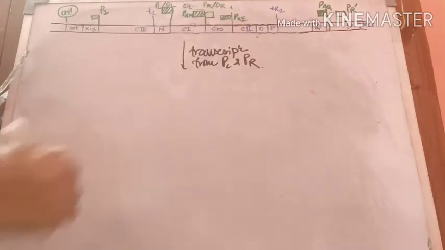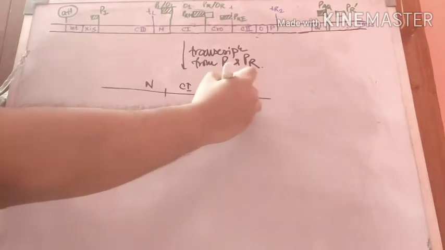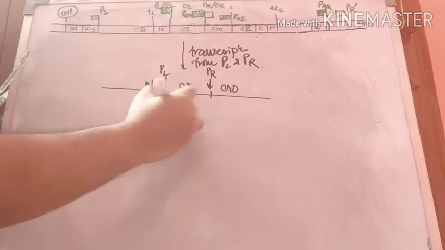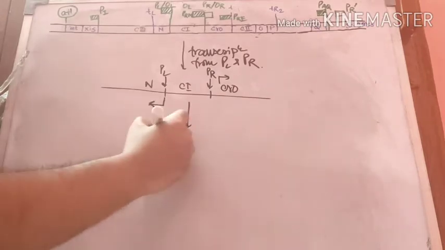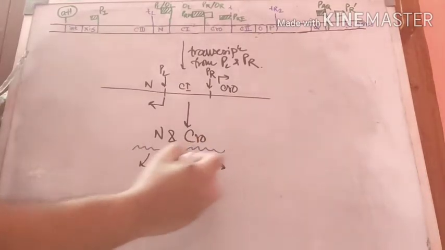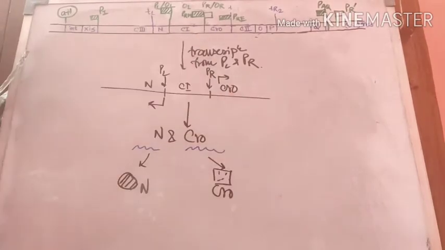Okay? Then what should happen if this is the genome, partially, say, and here is the N, here is the C1, and here is the CRO. So you will find PR here and PL here. So PL will move this way, PR will move this way. So the first transcripts we will get are N and CRO. They are the first transcripts to be produced. Fine. They will give proteins. Say this is the N and this is CRO.